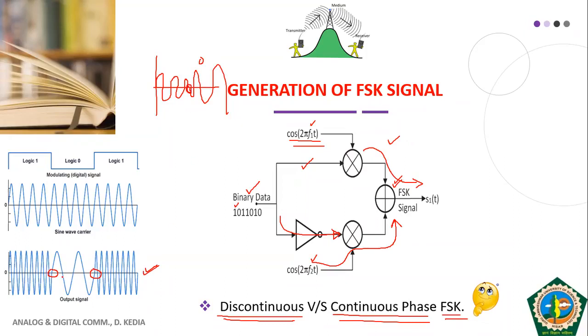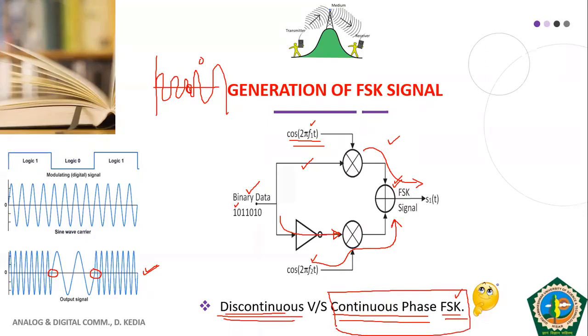The phase cannot be continuous, and because of this discontinuity in phase, there are so many problems that come in the transmitted signal at the antenna side, in the amplifier. So because of this discontinuity, we never advise going for discontinuous kind of FSK. Theoretically we can say that okay, discontinuous FSK is okay, but practically we do not go for discontinuous FSK. Practically, we go for continuous phase FSK.